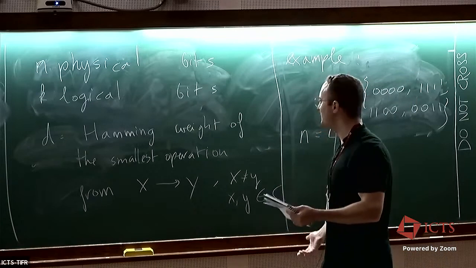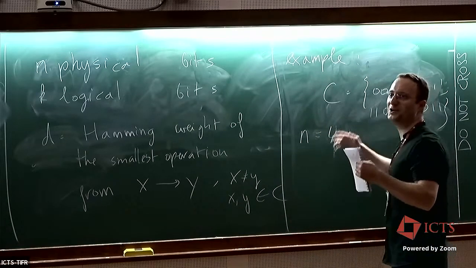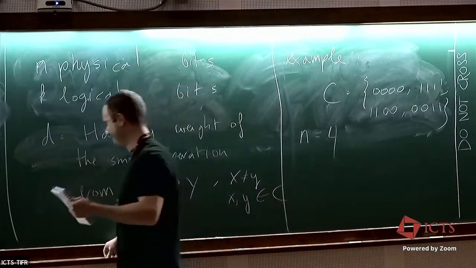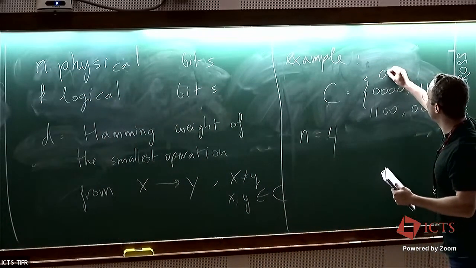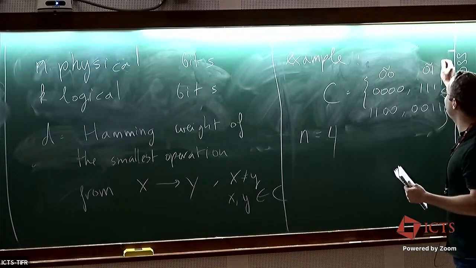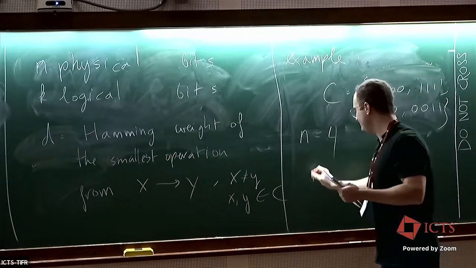2 logical bits. I have 4 code words, so they encode 2 bits of information. This could be my logical 0, 0. This could be my logical 0, 1, etc. Okay, k equals 2.